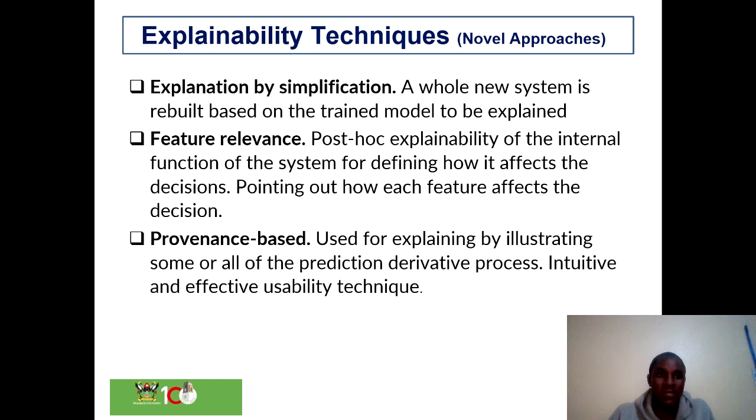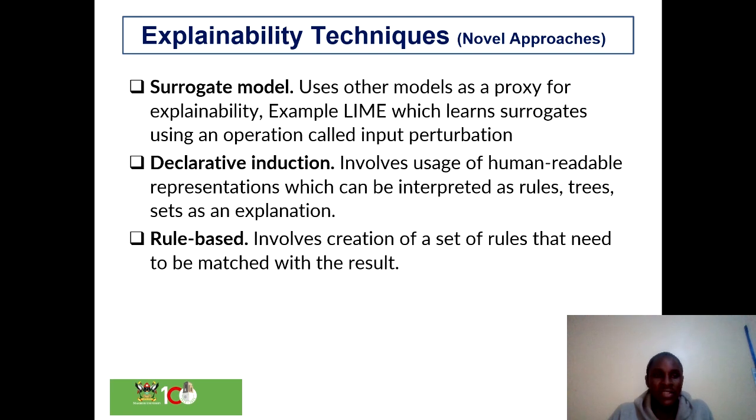So the whole system is rebuilt based on a trained model, and that way they are able to explain it, sort of like reverse engineering. And then feature relevance. This happens after the model has been trained. It attempts to come up with an explanation for the internal functioning of a system by defining how it affects the different decisions, or pointing out how each feature affects the decision.